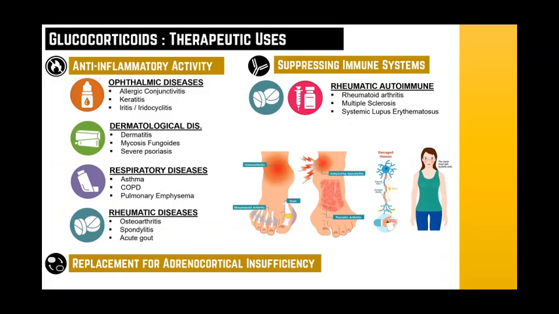Let's talk about the therapeutic uses of the glucocorticoids. As I mentioned earlier, glucocorticoids have anti-inflammatory activity. They can also suppress the immune system. Besides that, they are used as replacement therapy for any cortisol insufficiency in our body, which we call adrenocortical insufficiency. The basic formula: when you find "itis" in the name of a disease, it means that the disease produces inflammation. So to treat the inflammation, you need anti-inflammatory drugs, which are glucocorticoids.